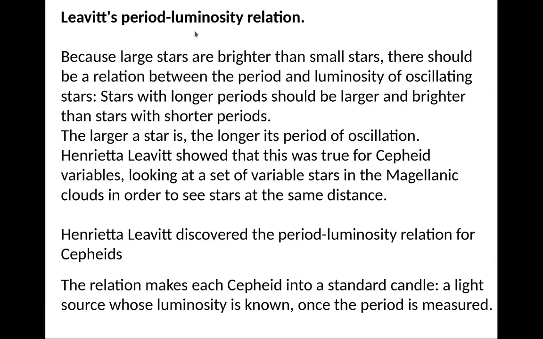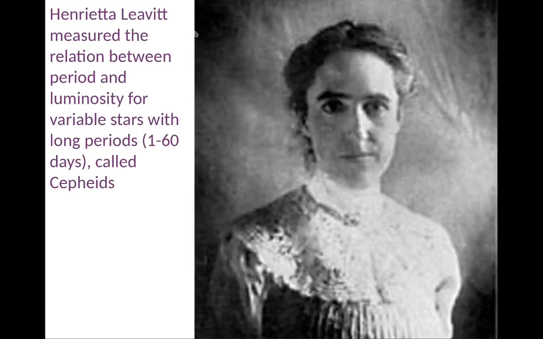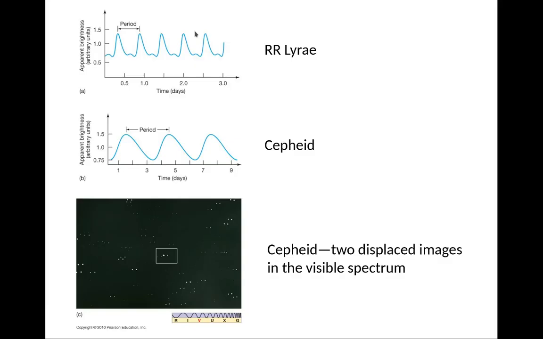So for instance, once you measure the period, you know how luminous this thing is, and by measuring apparent brightness on Earth, you can tell how far away that particular star is. All right, so there's Henrietta Leavitt. She's one of the first women astronomers. And she measured the period-luminosity relation for variable stars with long periods, 1 to 6 days, which are called the Cepheids. Okay.